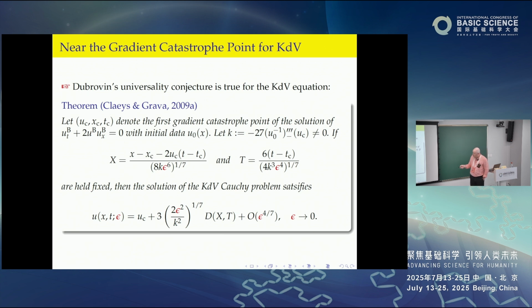So if you fix those variables, then the solution of the KdV problem converges in this way. So u(x, t) is the critical value plus some constant, which is proportional to epsilon to the 2/7 times Dubrovin's function, plus order epsilon to the 4/7 as epsilon goes to 0. So that's the universality result in the KdV case. It's been proven now.